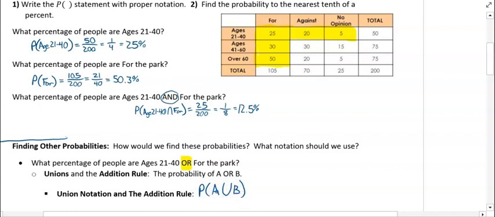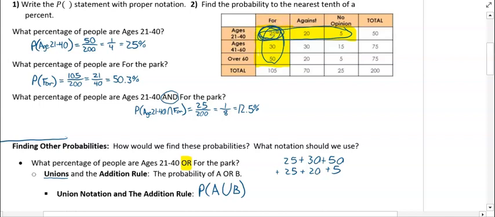When we're doing this type of problem, we're dealing with a union. We're uniting two groups together. But there's an important thing here, because if I add up all the people who are for it, 25 plus 30 plus 50, and then I add up all the people who are ages 21 to 40, I have 25 plus 20 plus 5. You might notice, wait a sec, we counted these 25 people twice.